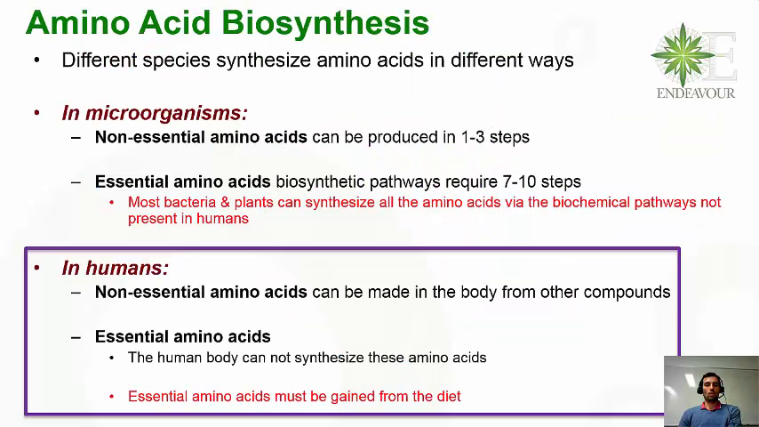So in humans, we have some amino acids that can be made by the body. These are our non-essential amino acids, whereas there are others that are essential and the human body can't actually synthesize these. So for this reason, they must be gained from the diet. The amino acids that are essential for us can be created in 7 to 10 step pathways in bacteria and plants. So although we don't have the enzymes to make these essential amino acids, plants actually do.